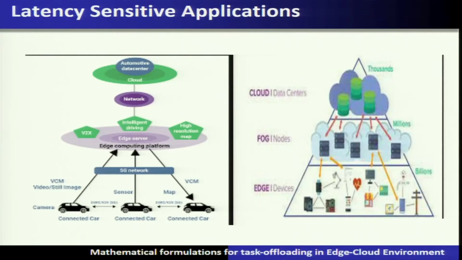So, let us see how latency sensitive applications are supported in the edge cloud system. You can see connected cars, or IoT devices, which earlier often connected to the cloud, but now, because they are latency sensitive, they will be connected very close to the device. These are called edge. So, edge nodes or edge servers are the means to support latency sensitive applications.